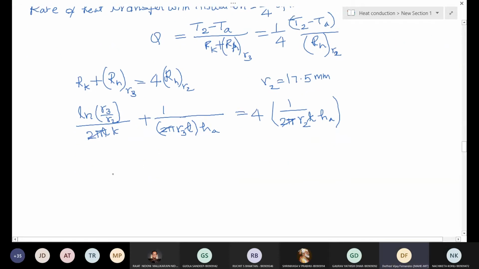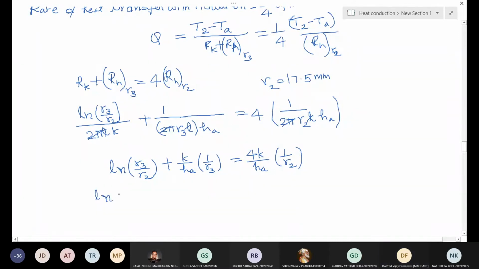Now I can write, multiply by K everywhere. You can write ln R3 over R2. If you multiply by K, then you have K by H into 1 by R3, and this is 4K divided by H into 1 by R2. So you have the equation with only one unknown, that is R3. You can check it. So what is K by H, you tell me? And substitute that here.